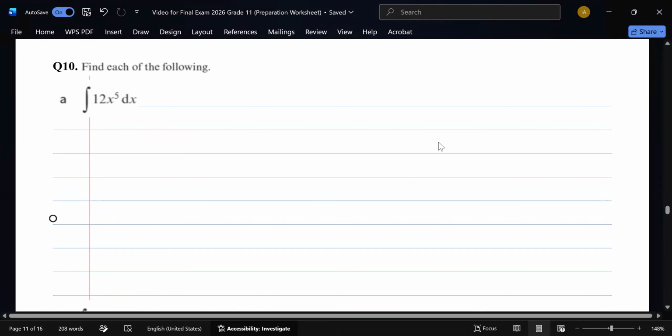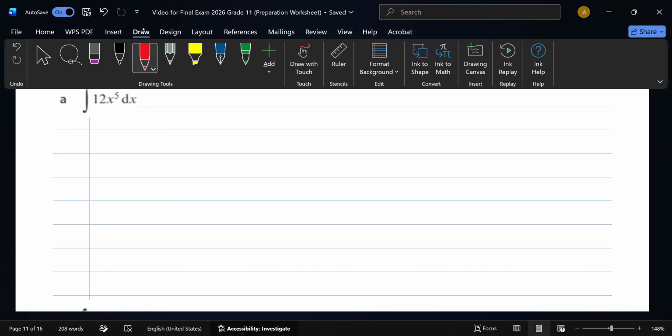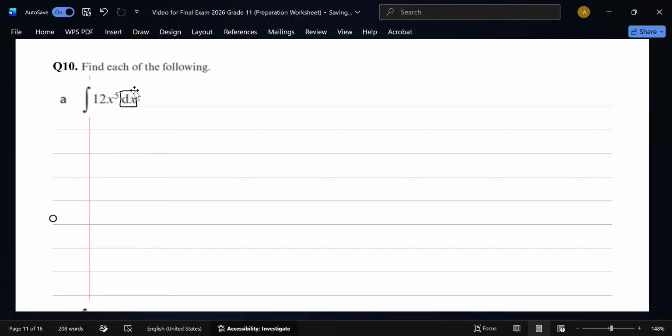So starting with the first question, 12x power 5. When they ask you to integrate, what you have to remember, look carefully. First thing first, this is called the operator. An operator tells you which variable is going to be integrated. So here you can see x, therefore I will integrate only x. 12 is not going to be integrated at all. 12 will remain the same as a constant. That's the first important thing that you must remember.